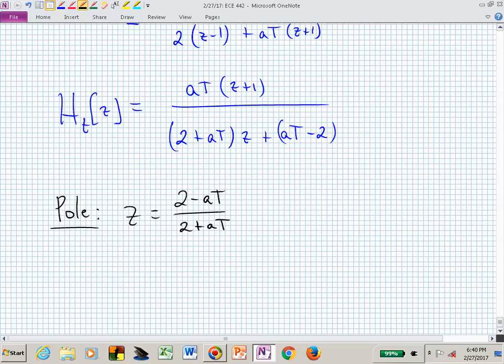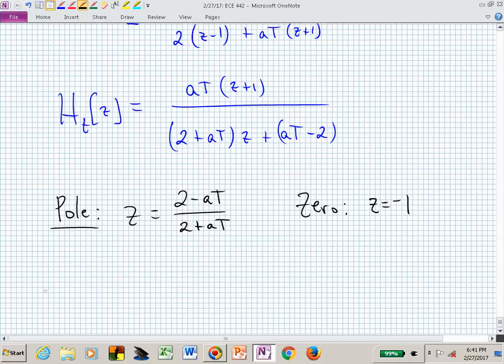And where does that look like relative to 1? So 2 minus AT, that's a little less than 2, and 2 plus AT is a little bit bigger than 2, so again we're less than 1, so that's good. Where's our 0? Z is at minus 1. Again, that's a fast pole. That's if we went around on the unit circle to go to our final destination, which is Z equal to minus 1.